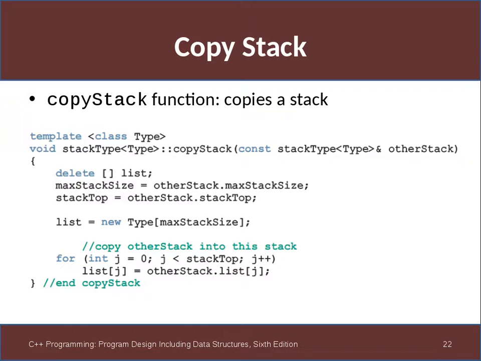Copy stack. So we're going to copy the stack passed in to ourself, from this guy to ourself. We delete our internal list because it's useless; we're going to overwrite it. We get our max stack size and top from the new list. We allocate the appropriate amount of memory to match the size of the other stack's stack. Then we copy all the elements in. I thought we were taking the max stack size and multiplying it by 2. That's if we're expanding capacity. Here we're copying the stack over.